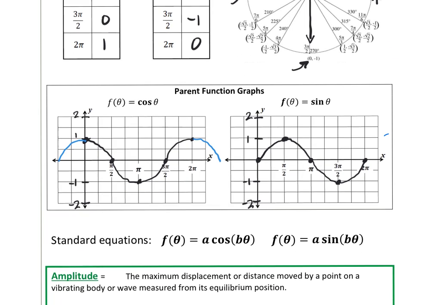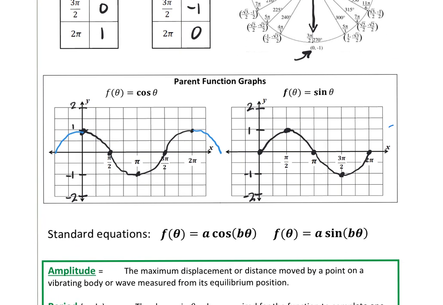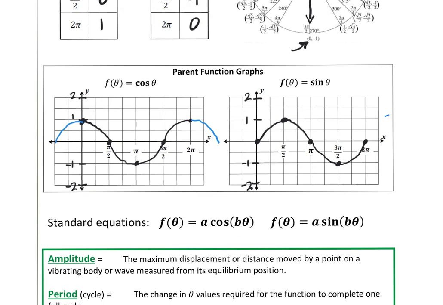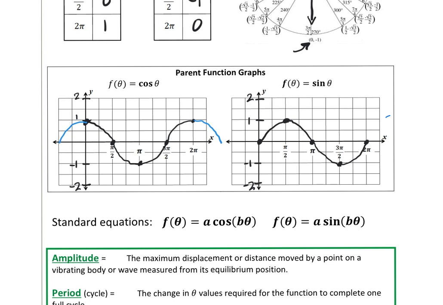All right, so those are our parent functions. They all kind of look like that. We're going to make some adjustments to it, okay? So notice here we have our standard equations. Most of the time they do use theta here, but you can see it as f of x, okay? A cosine b x, or same thing over there. So just know that the x here just represents a variable.